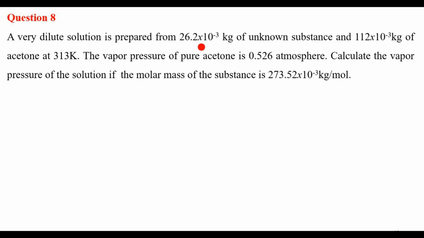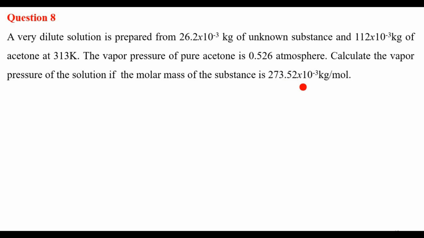and 112 times 10 power negative 3 kilogram of acetone at this temperature. That means acetone is the pure solvent. We have now the mass of the pure solvent and the mass of the solid. The vapor pressure of the pure acetone is 0.526 atmosphere. So we have now the vapor pressure of the pure solvent. They are asking to calculate the vapor pressure of the solution if the molar mass of the substance is this one. Here, the molar mass of the substance was given. Then they are asking to calculate the vapor pressure of the solution.